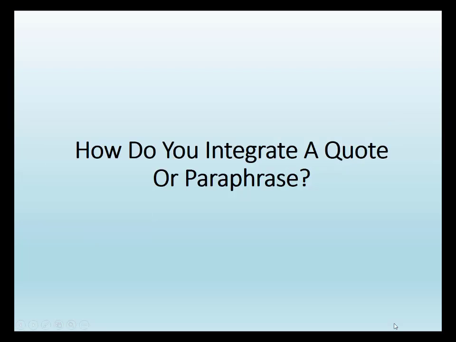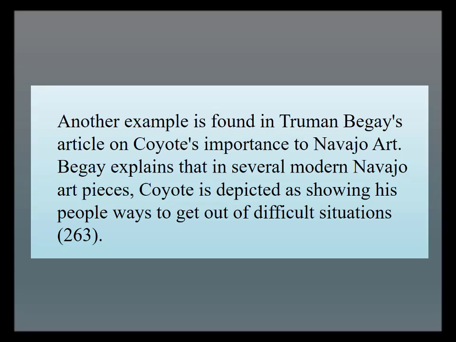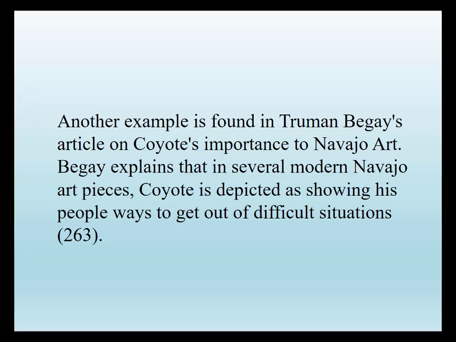Typically, when we're citing sources in our work, we'll integrate the quote by providing a signal phrase to introduce the author or source. In this sentence, the writer introduces the article and mentions the author's name in the introductory phrase. Using the author's name is a great way to introduce a quote or paraphrase.